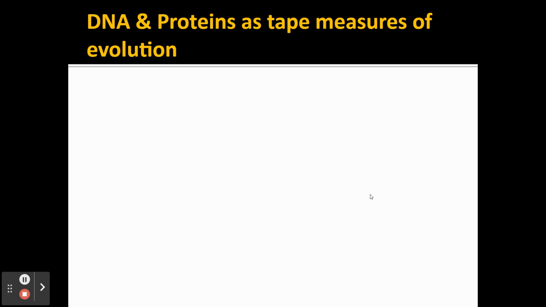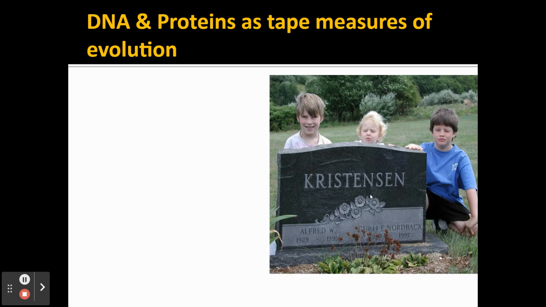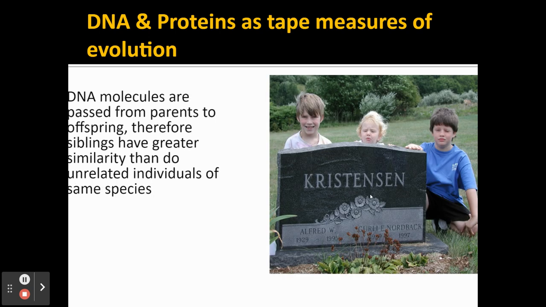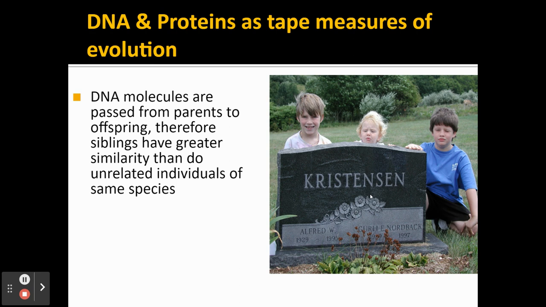Okay, we can use DNA, changes in DNA and proteins, as a measure of evolution. Again, the molecules are passed from parents to offspring. Therefore, your siblings have a greater similarity than do unrelated individuals of the same species.